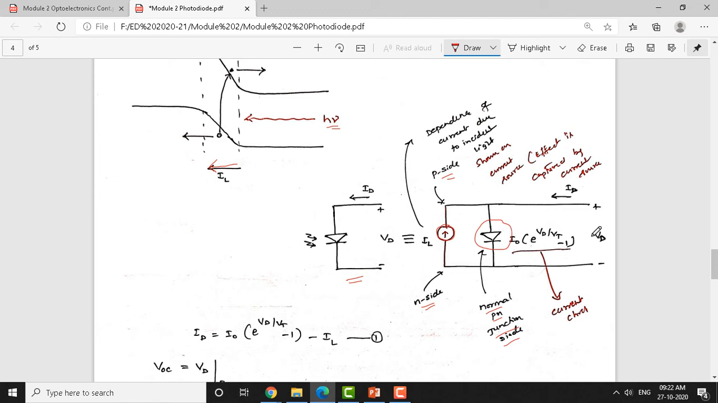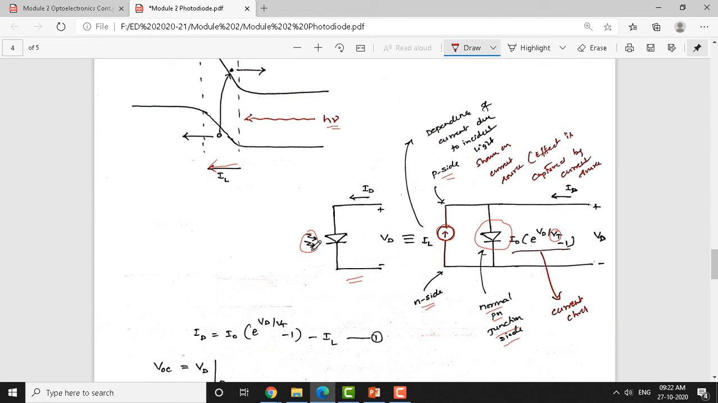Okay, so Vd is nothing but the voltage across the diode, in e to the power of Vd by Vt, where Vt, we already said, is the thermal voltage, minus 1. So, this is a normal PN junction diode. Parallel to this, you connect a current source. Why have we connected a current source here? Because in the absence of light, this photodiode behaves like an ordinary diode.